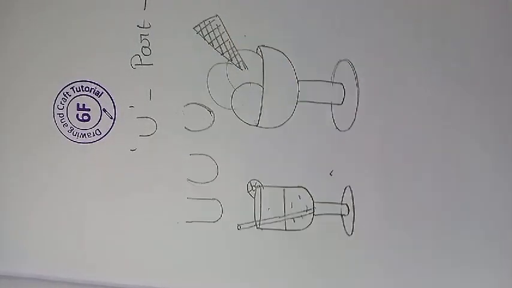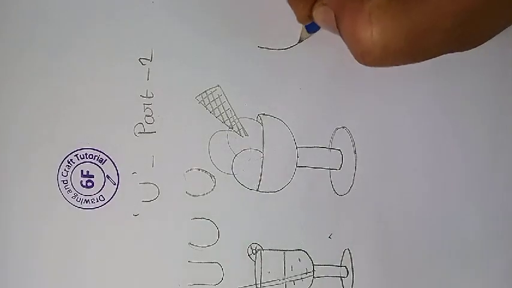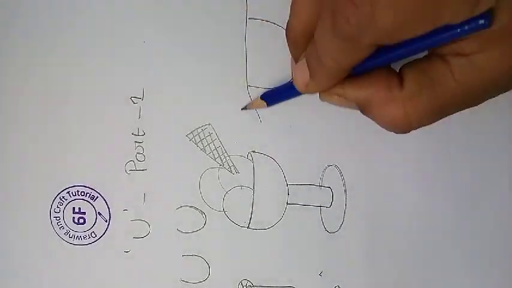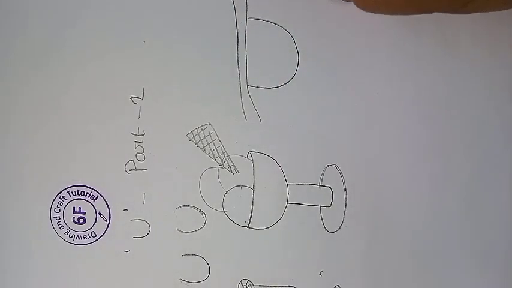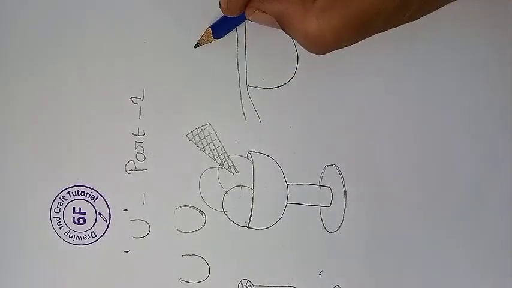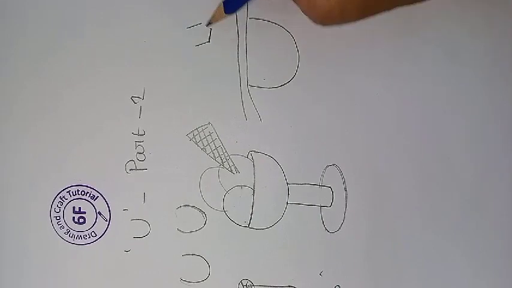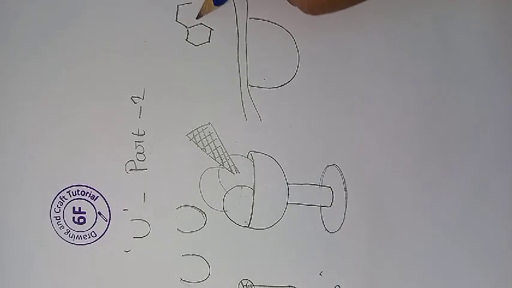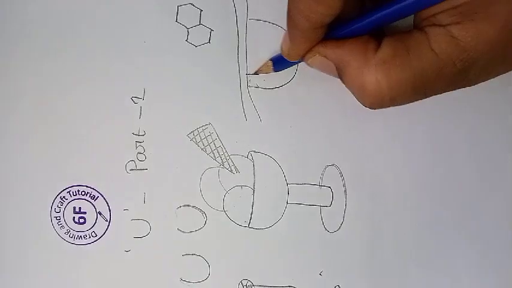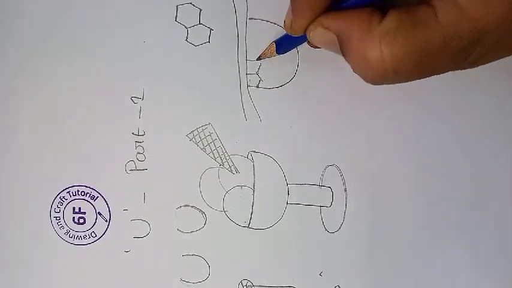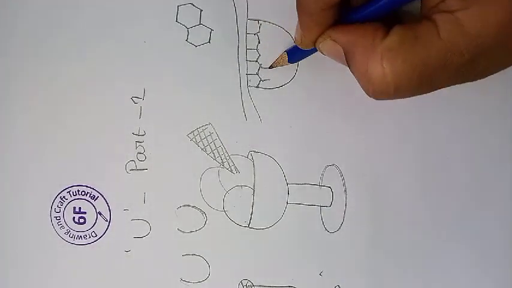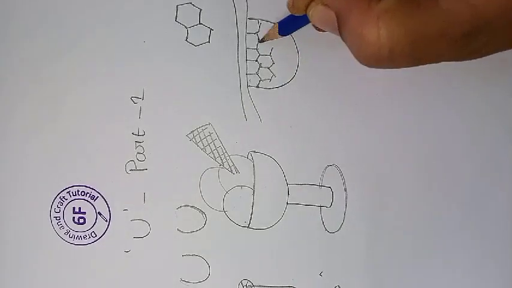Okay, next, U. Can you see U? And I am making this a honey. Within that I need to draw like this: standing line, V, standing line, V, continuously like this, because within a honeycomb there will be many hexagonal shapes.